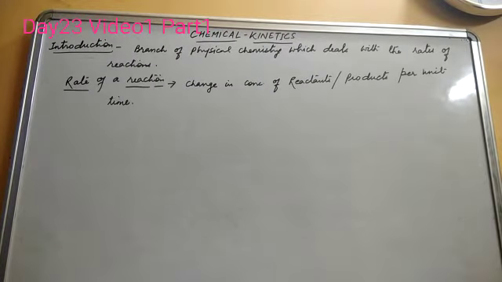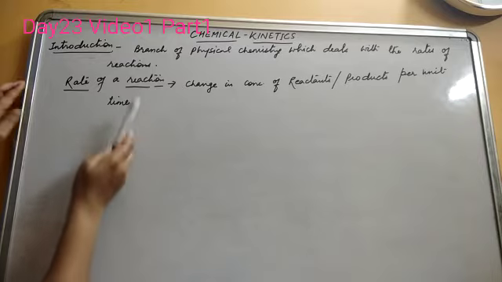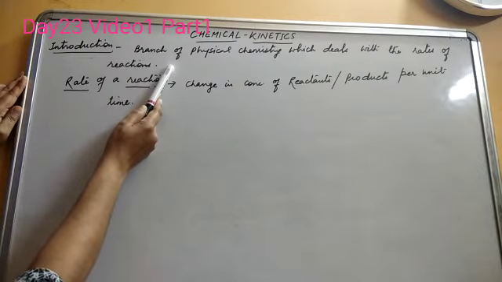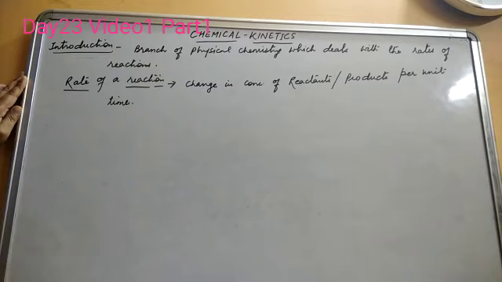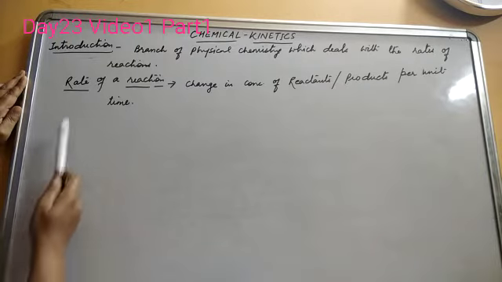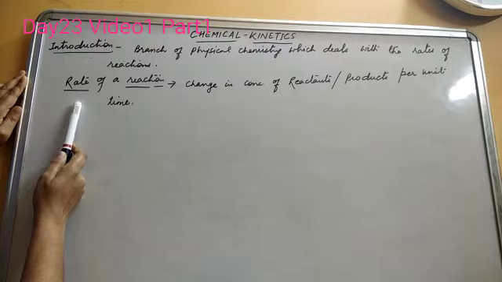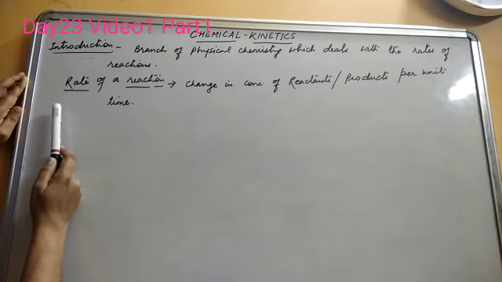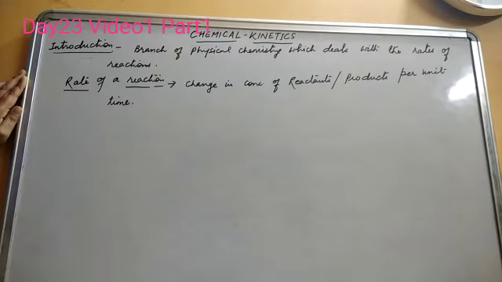Today's topic is chemical kinetics. Chemical kinetics is the branch of science which deals with the rates of the reactions. Reactions can be of different types: very slow reactions, very fast reactions, or reactions with moderate speed. Their rate can be found out by calculating the change in concentration of reactants and products per unit time.